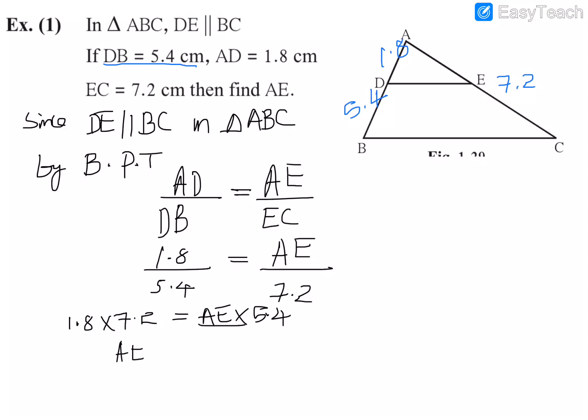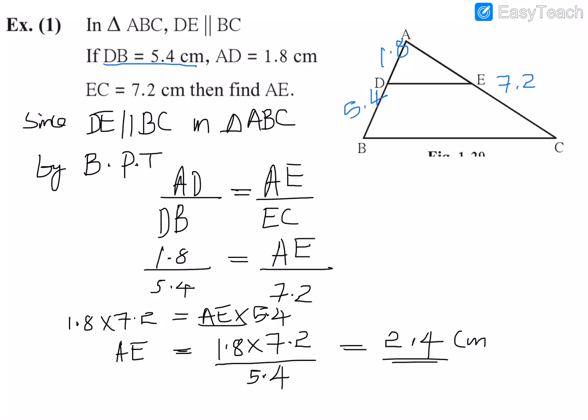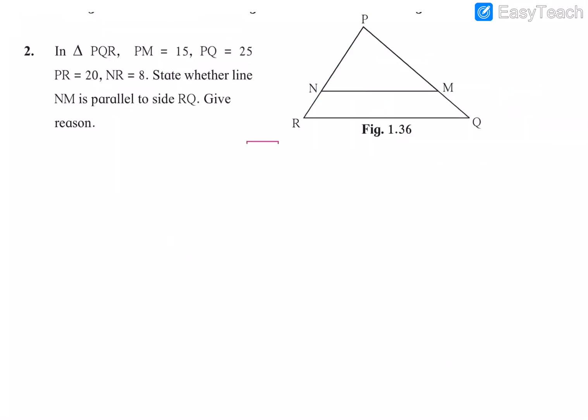So AE is equal to 1.8 into 7.2, and since it is into 5.4, when coming to this side it will become division, divided by 5.4, and when solving this ratio we will get 2.4 centimeters. So this is the value of AE. So we have solved this problem.